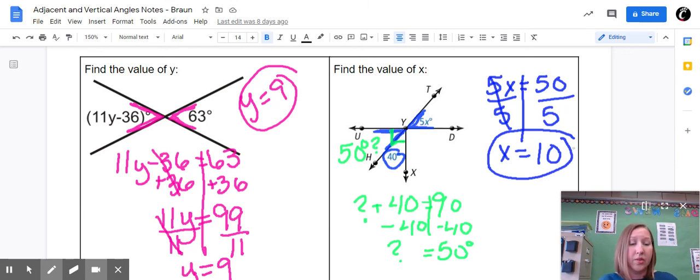We're going to do some activities to practice. You're going to have an independent practice where you're going to have a little maze activity that you're going to solve some problems. And then we're going to do a bingo game to review what we've learned about supplementary angles, complementary angles, adjacent and vertical angles. So we're going to do some practice.